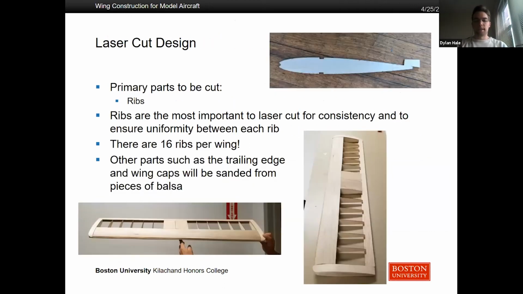For our laser cut design, the primary parts that we cut out were the ribs, because there's 16 ribs per wing. So it's definitely a lot easier when you have a machine doing it for you. And it also guarantees that they're all the same size and the same shape, which will drastically improve your wing performance. The other parts of the wing, such as the trailing edge, the leading edge, and the wing caps, we still had to make out of balsa because those parts cannot be laser cut due to their curvature.